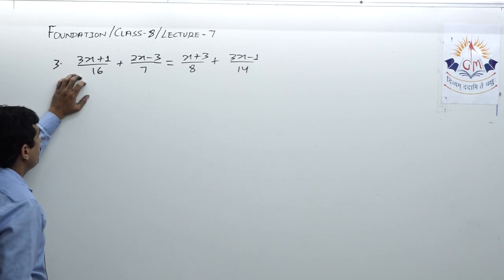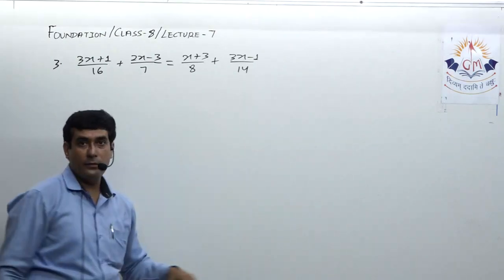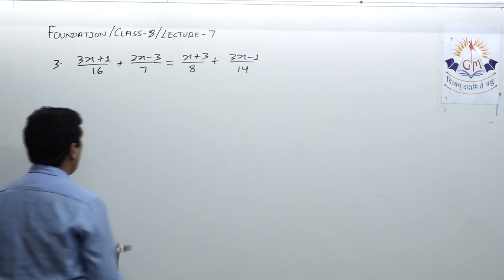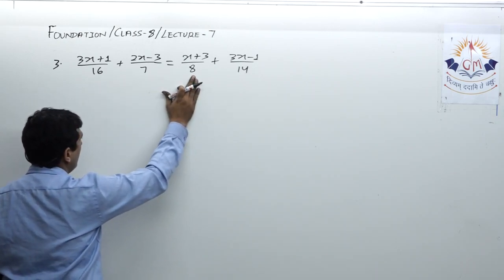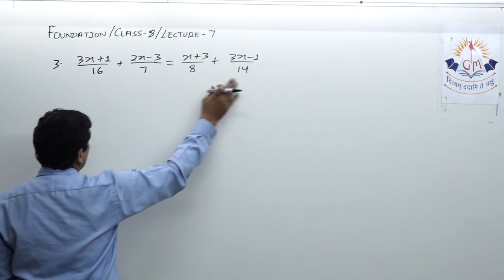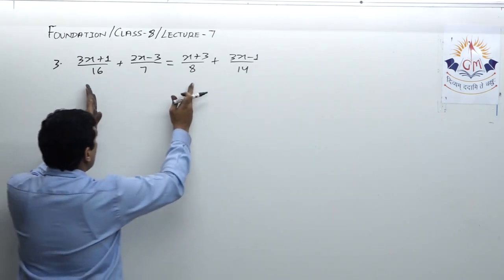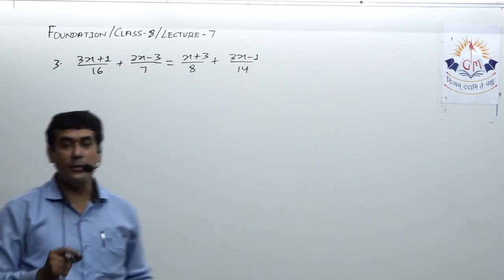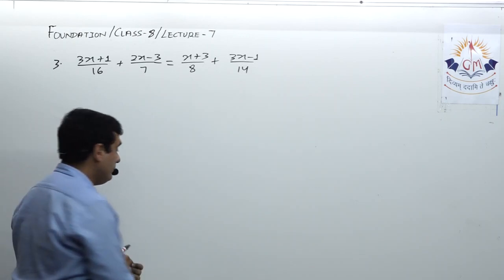Okay, so definitely we can start directly by taking the LCM. Definitely we'll get the answer, but if you observe it carefully, here the denominator is 16, here the denominator is 8, this denominator is 14 and this denominator is 7. So if I take these two terms together and these two terms together, it will be a little bit easier to take the LCM, and it will save my time.